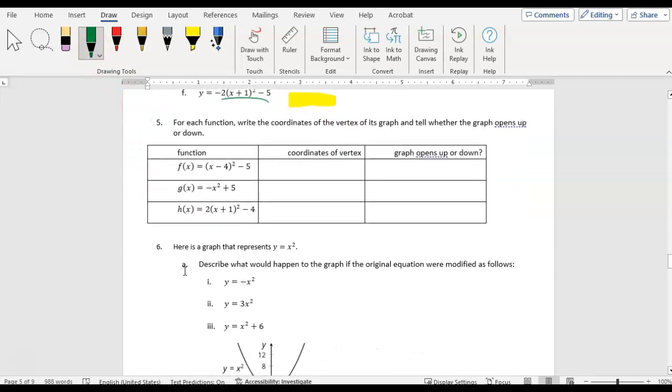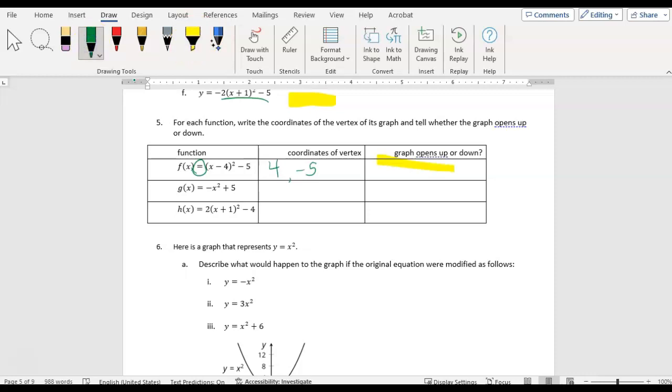Number 5, for each function, write the coordinates of the vertex of its graph and tell whether the graph opens up or down. So again, we have 4, negative 5. This is a positive coefficient, so it would open up. I'm just going to say it. You need to write it.